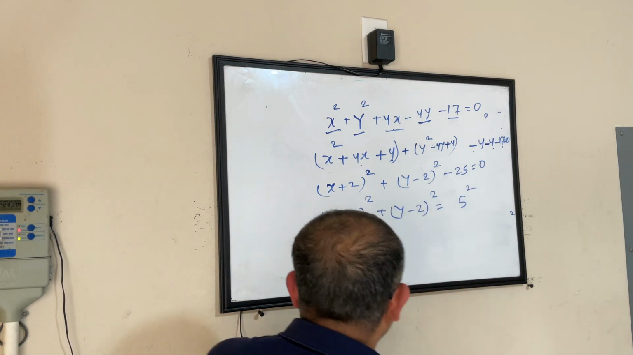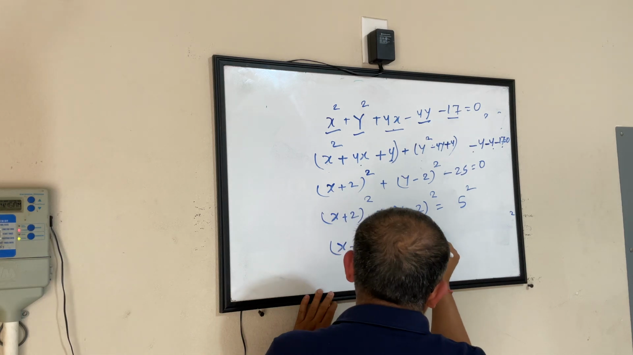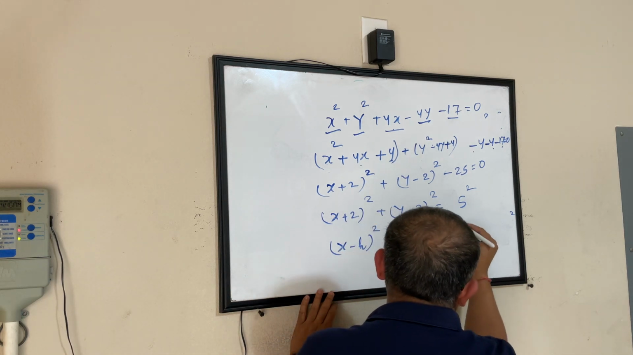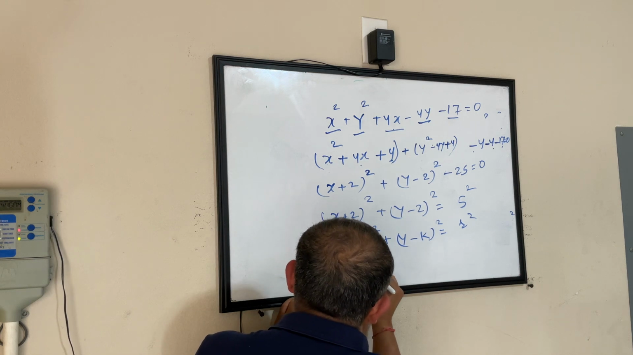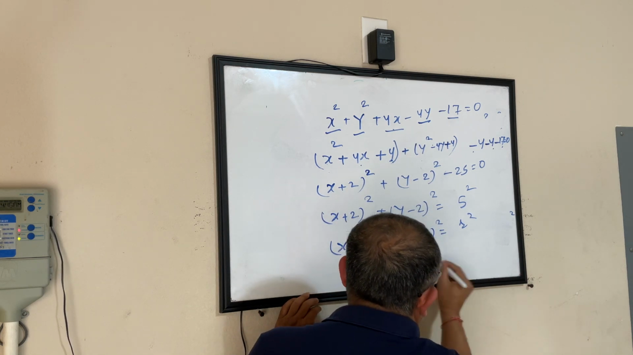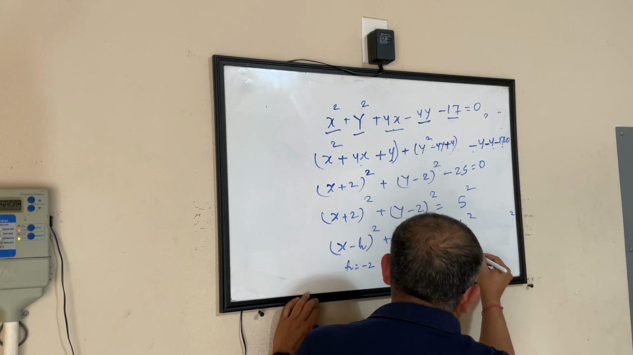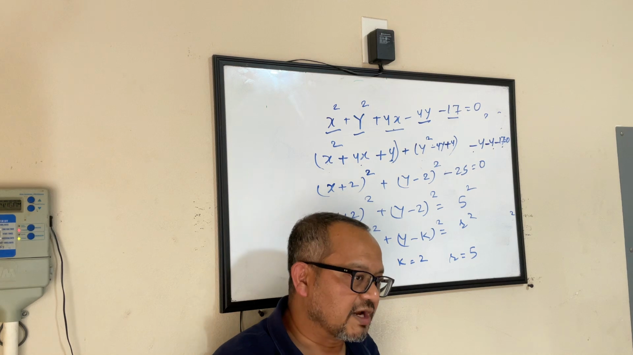Now you relate this with (x minus h) square plus (y minus k) square equal to r square. What is the value of h? h equal to minus 2. What is the value of k? 2. What is the value of r? 5. Did everybody see what I did?